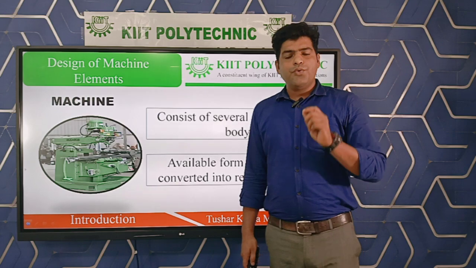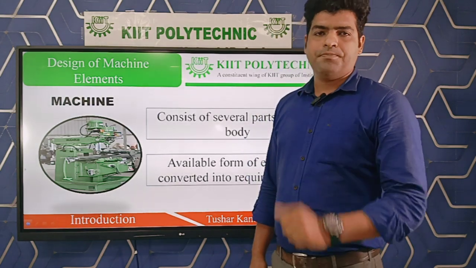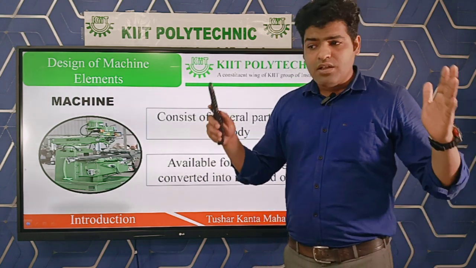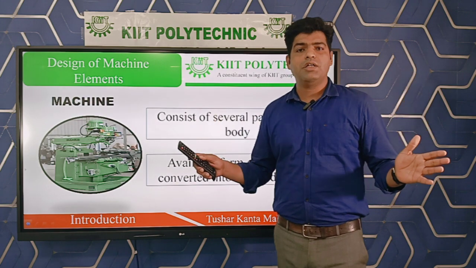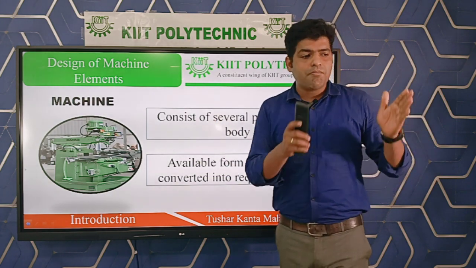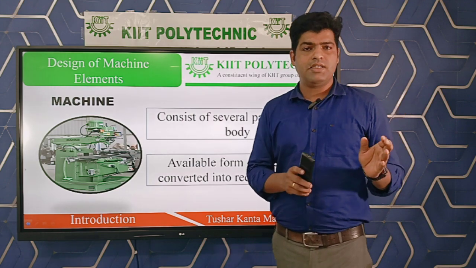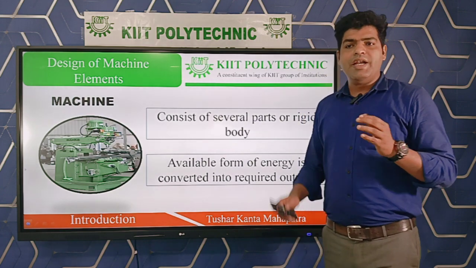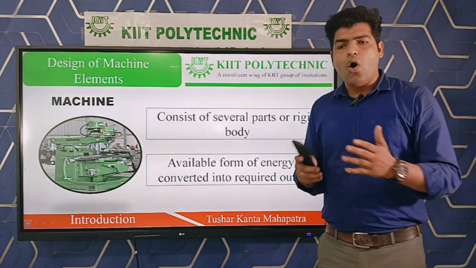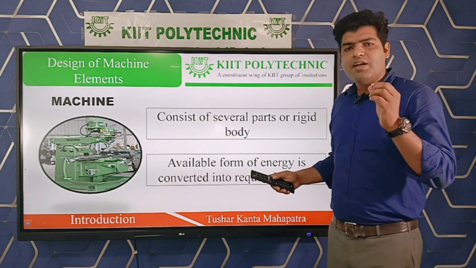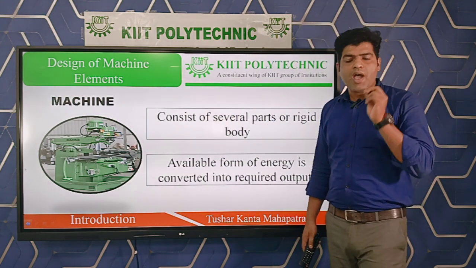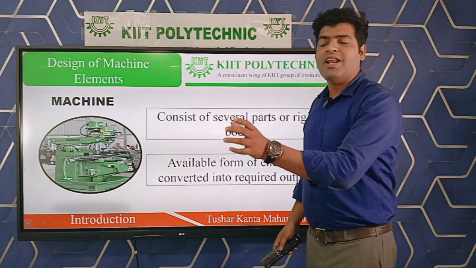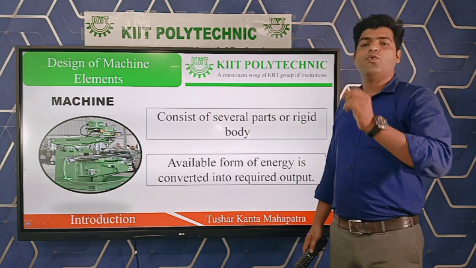before we start, we first need some knowledge about machine. Why machine? Because if we see our scenario, today the whole environment is surrounded by machines. A machine is a type of device, or one type of element. It is the combination of some parts or rigid bodies connected in such a way that the form of energy is converted into useful work.